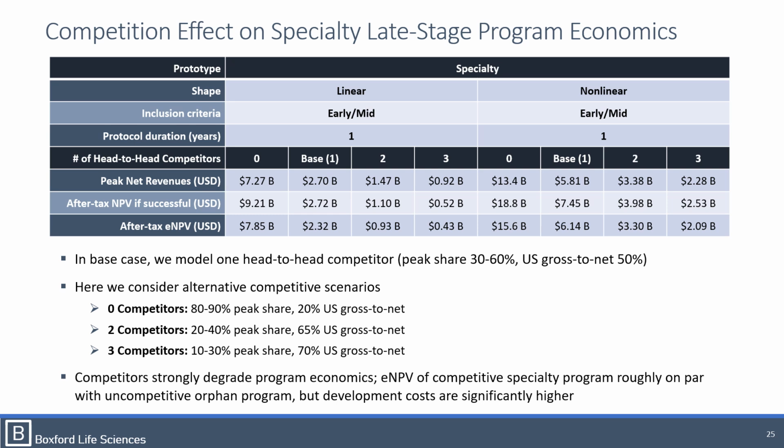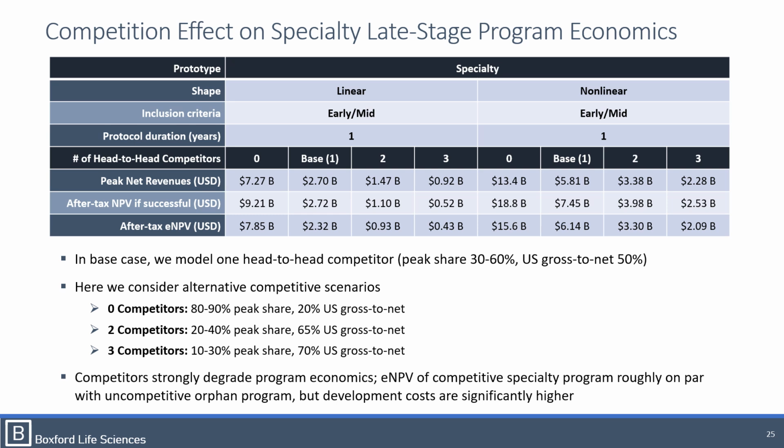In specialty, the base case that we just showed effectively had one head-to-head competitor. So we said peak share was somewhere between 30 to 60%, depending on the quality benefit, and the US gross to net rate was 50% because we have to discount significantly or give rebates in order to get formulary access. What we do here is we consider 3 additional competitive scenarios, one in which we have no competitors, one in which we have 2 head-to-head, and one in which we have 3 head-to-head.